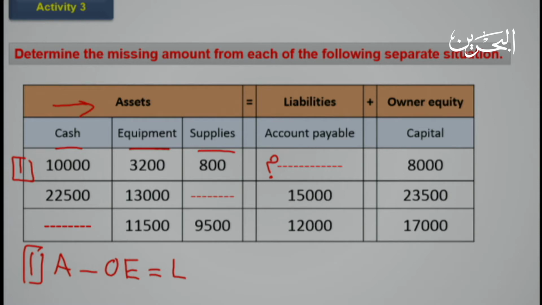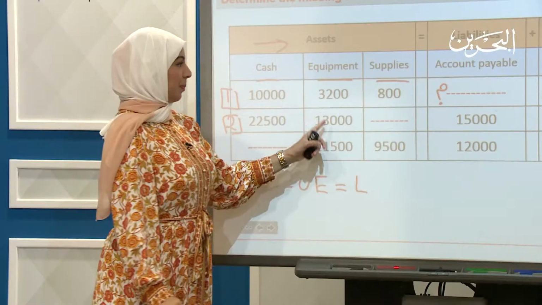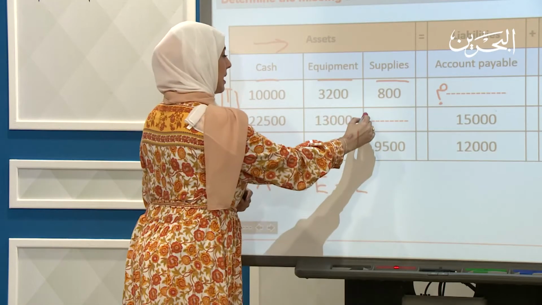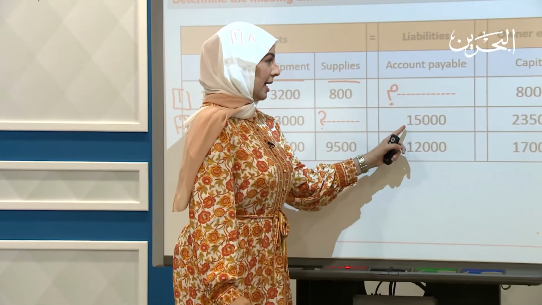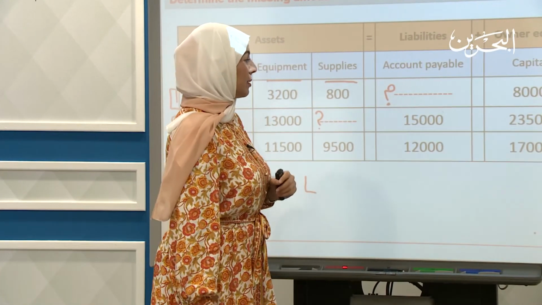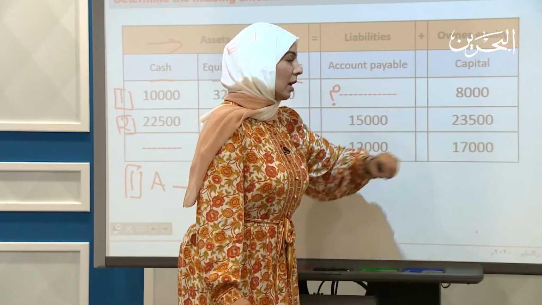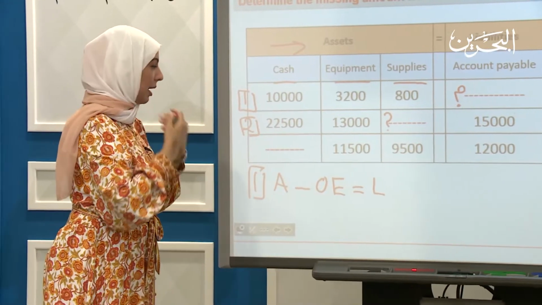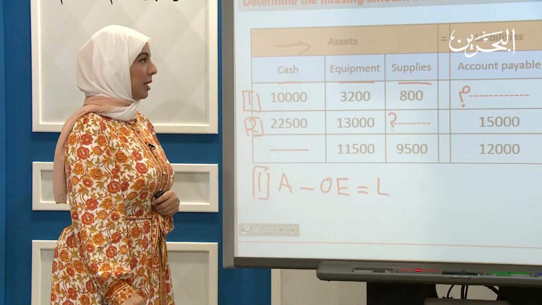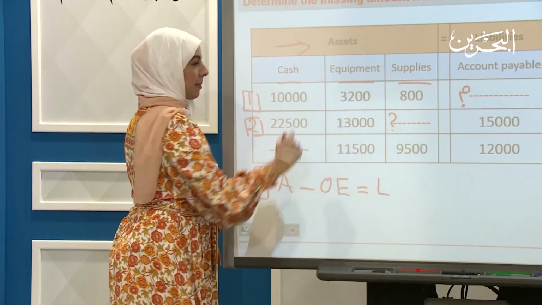On the second example, I have the assets, I have the cash, equipment, but I miss the supplies. And in the liability section, I have the liability figure, which is 15,000, and also I have the owner equity with 23,500. I need to get the assets.